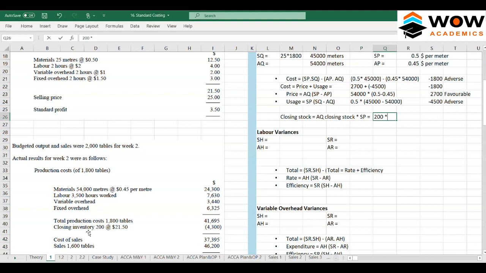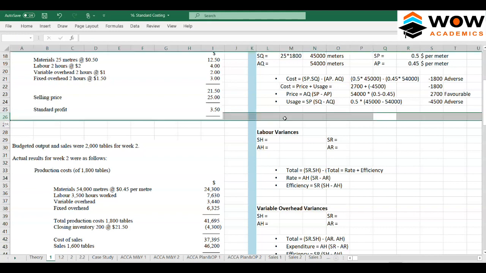I think this closing inventory is for the total product. So I think this we'll leave. It's not material, so we'll leave that. We'll move on to the next one.